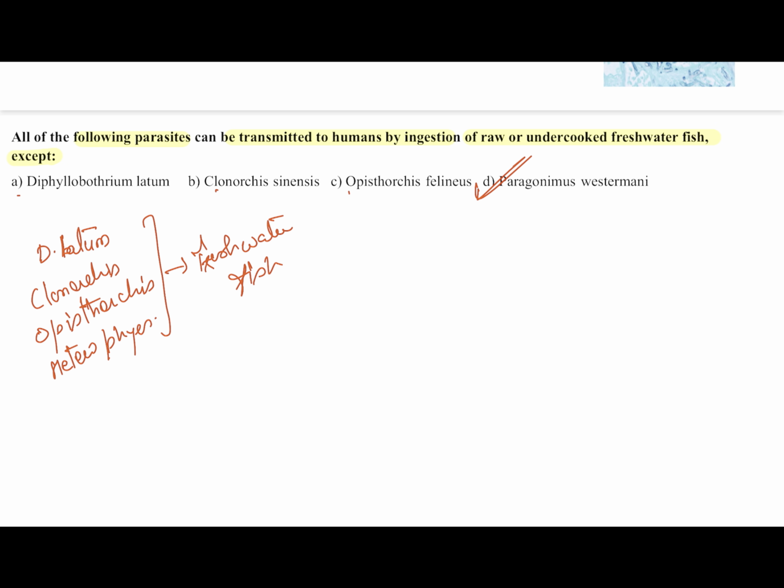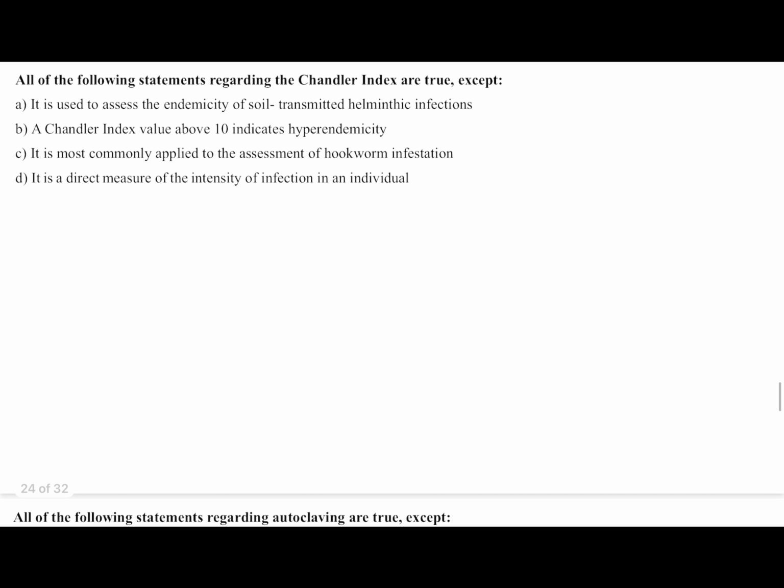For Paragonimus you need to remember this is not transmitted by fish, it is transmitted by freshwater crustaceans. So what are crustaceans? They can be crabs, or crayfish, which is not a fish. In their life cycle you will see one or other type of fish, but here you will see crab or crayfish. So the correct answer is Paragonimus westermani.